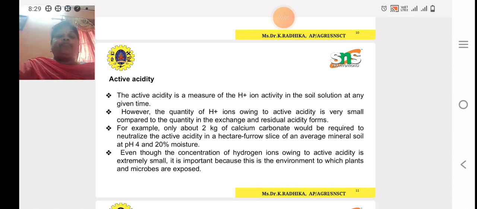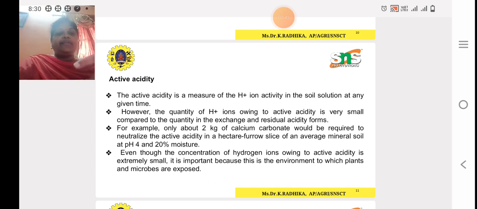Even though the concentration of hydrogen ions owing to active acidity is extremely small, it is important because this is the environment to which plants and microbes are exposed.